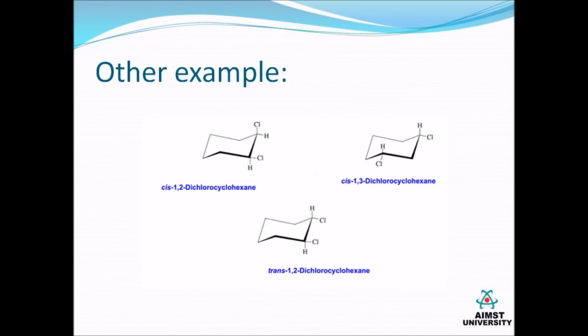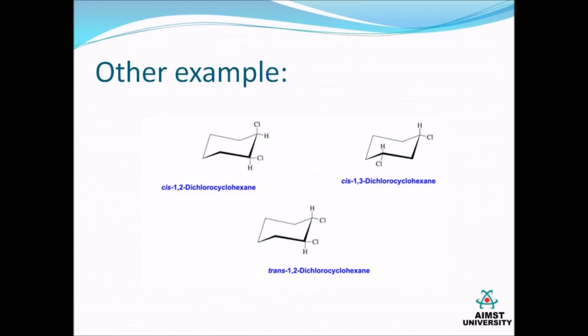Coming to the other example, dichlorocyclohexanes. There are three examples here: cis-1,2-dichlorocyclohexane, cis-1,3-dichlorocyclohexane and trans-1,2-dichlorocyclohexane. All these also come under geometrical isomerism of cycloalkanes.